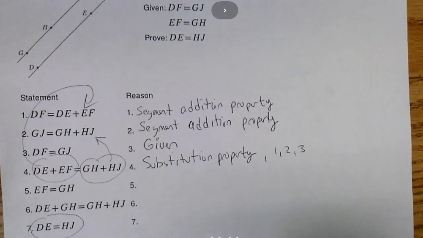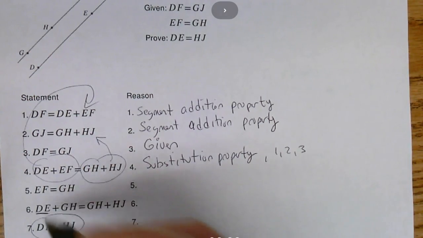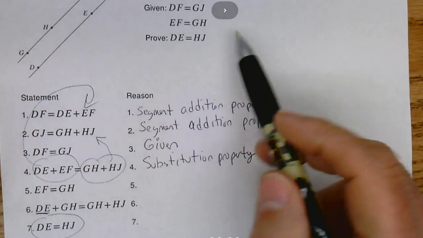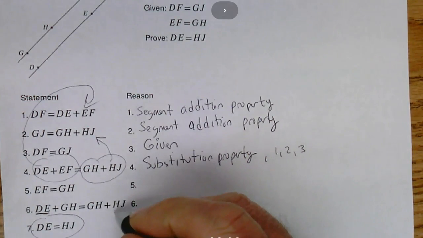So we want to look at, what do we want to end up with? DE and HJ. We have a DE right here already. So if we want to get DE by itself, and we need HJ, right? That's what we're going for. We got to get this by itself, right?